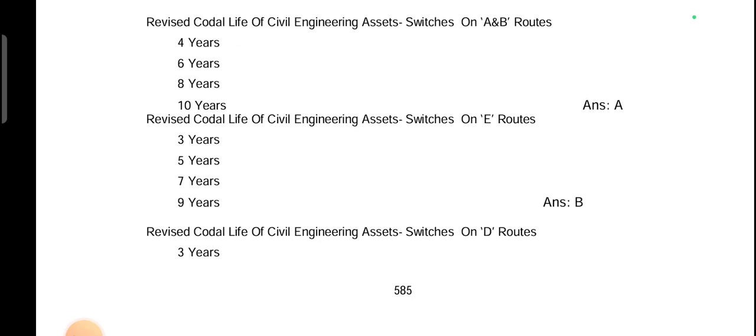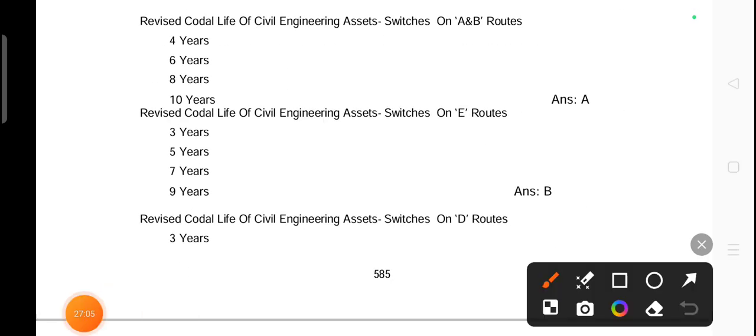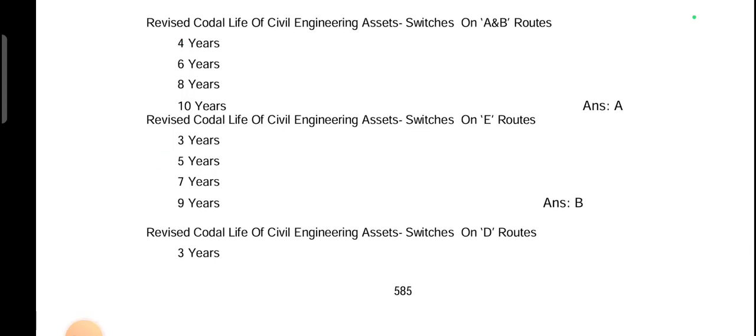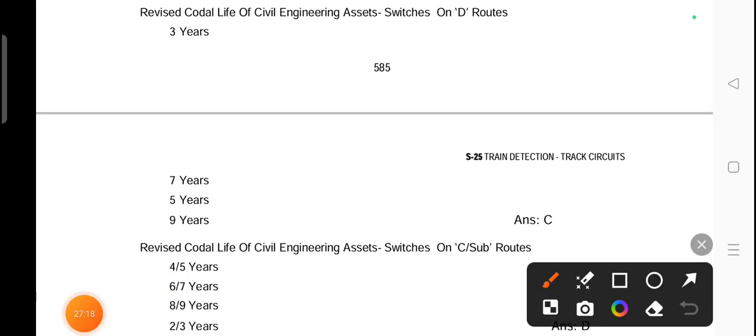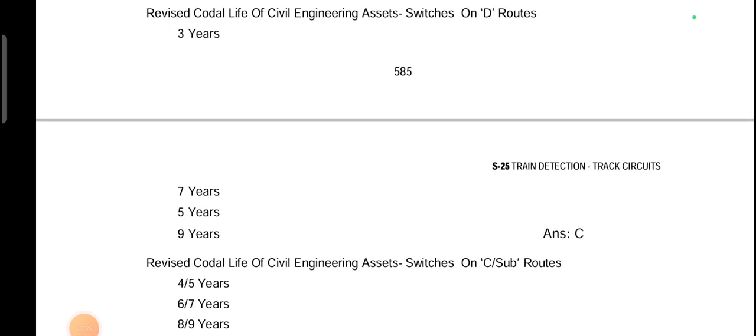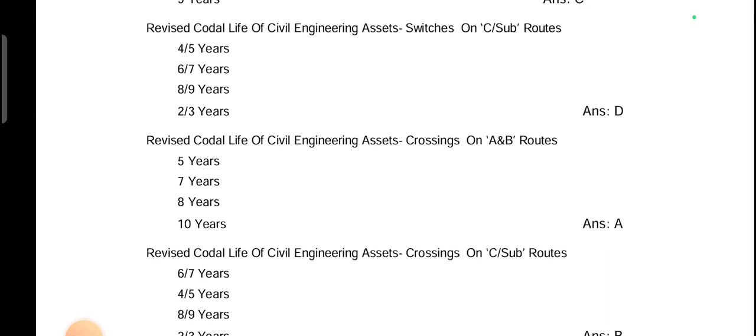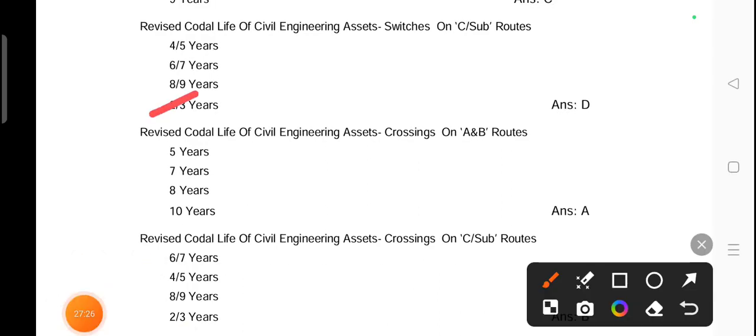Revised total life of civil engineering assets switches on A and B routes, 4 years. Revised total life of civil engineering assets switches on E routes, 5 years. Revised total life of civil engineering assets switches on D routes, 5 years. Revised total life of civil engineering assets switches on C or sub routes, 2 or 3 years. Revised total life of civil engineering asset crossing on A and B routes, 5 years.